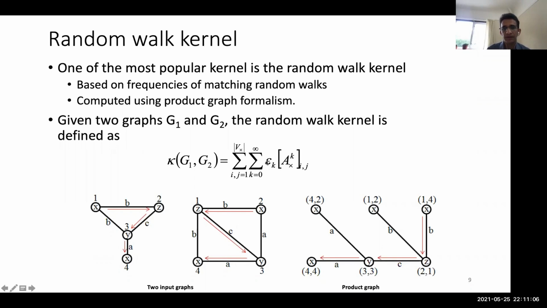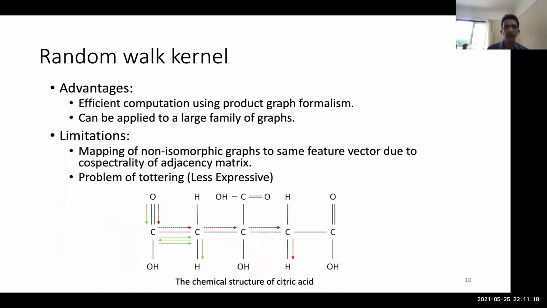It uses a variable epsilon, which is used to make sure that the graph kernel converges. There are a number of advantages of the random walk kernel. It is efficient to compute using the product graph. It can be applied to a large family of graphs, to labeled and weighted graphs as well.